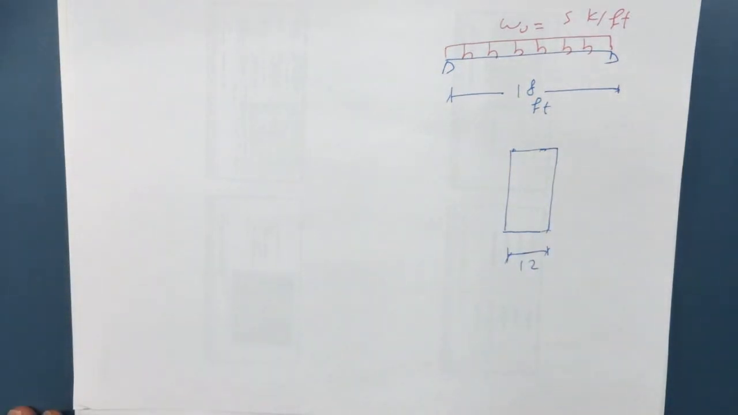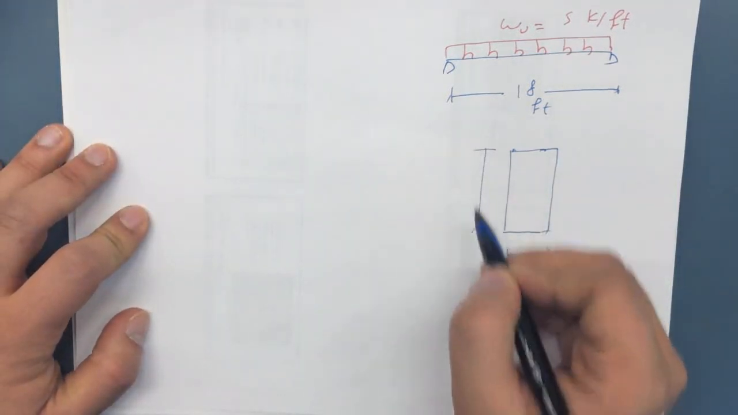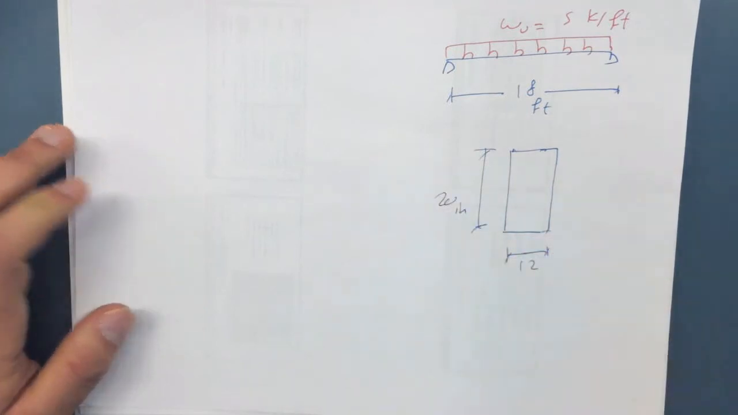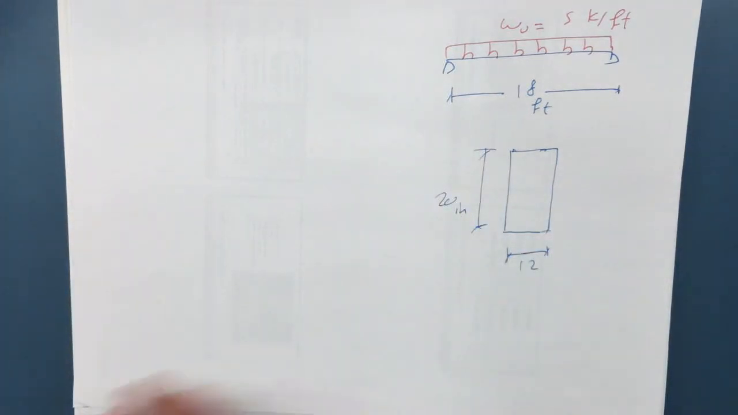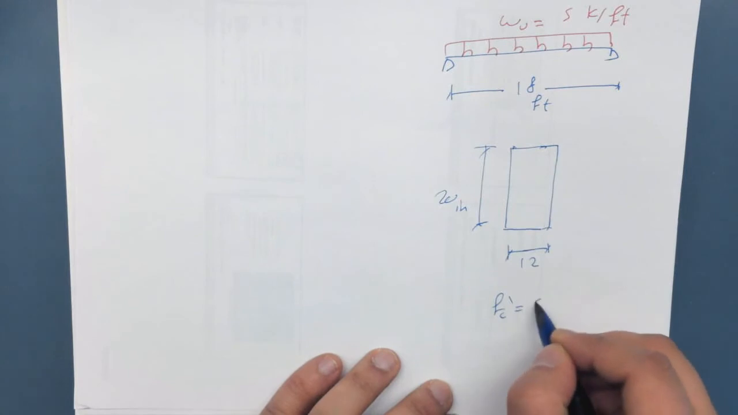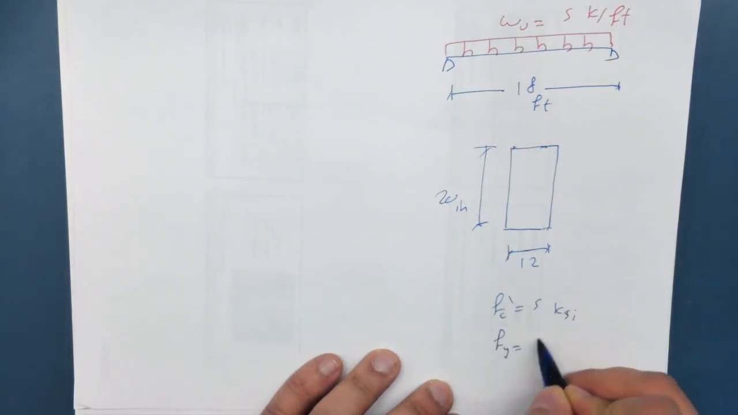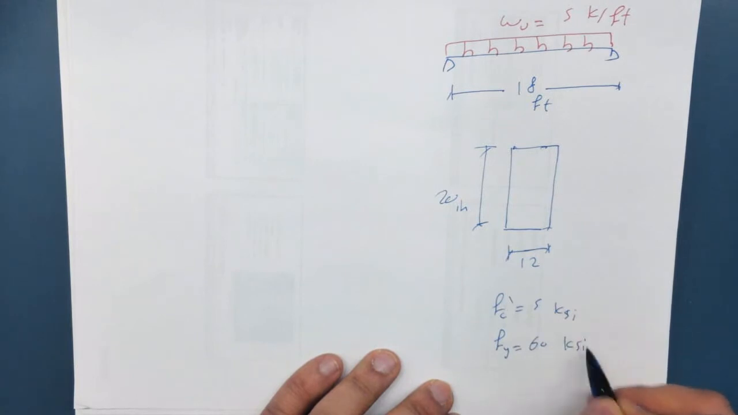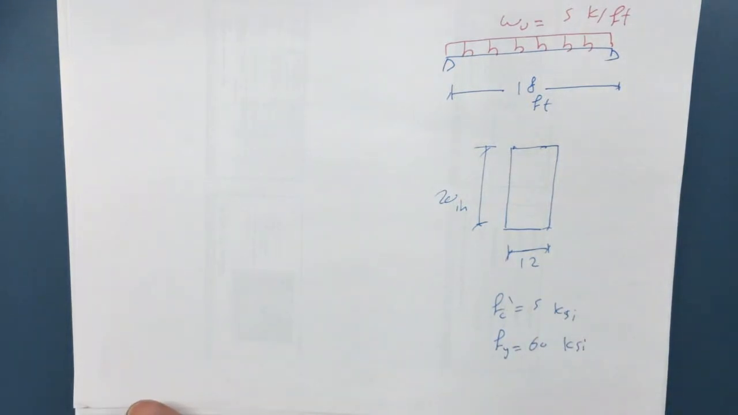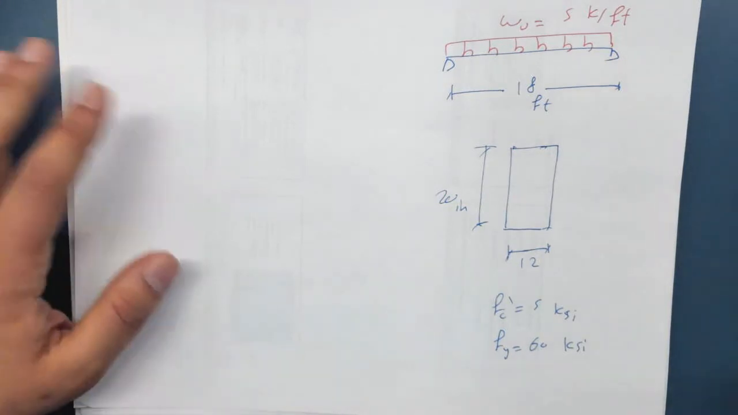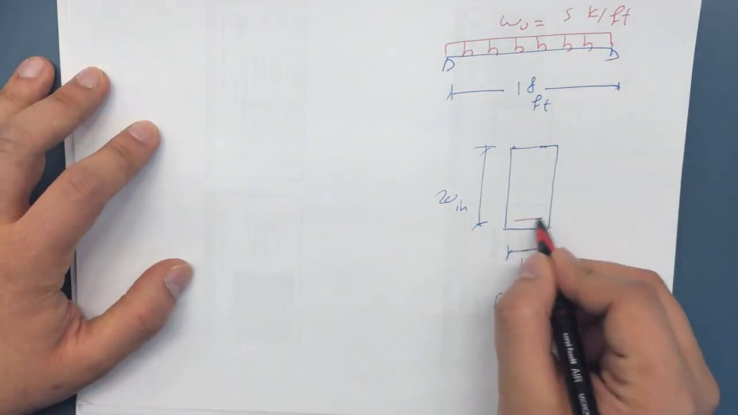And a depth of 20 inches. And you're given f'c to be 5 ksi, and fy to be 60 ksi. And the problem is asking you what is the required flexural reinforcement? What is the area of steel that you need in this section?